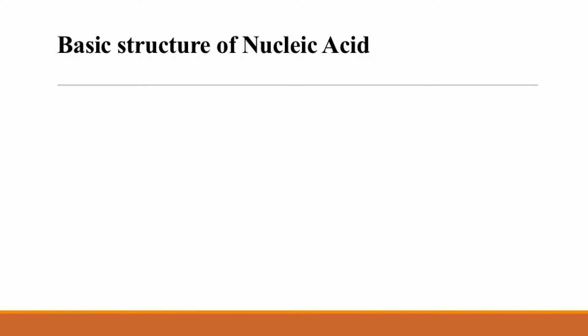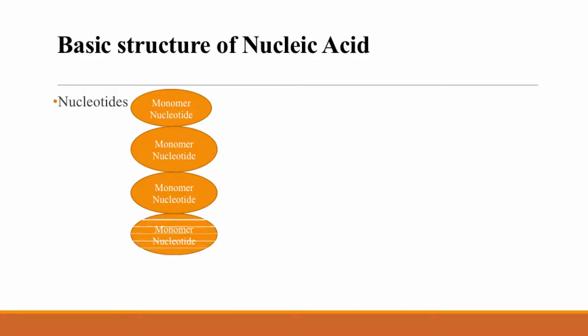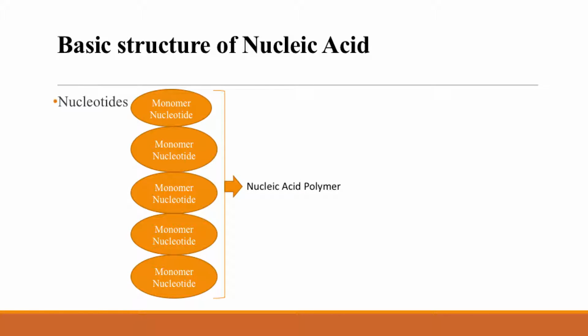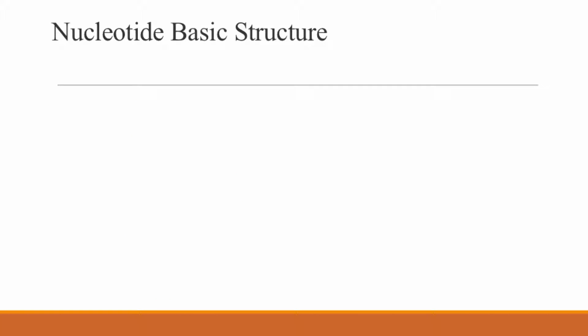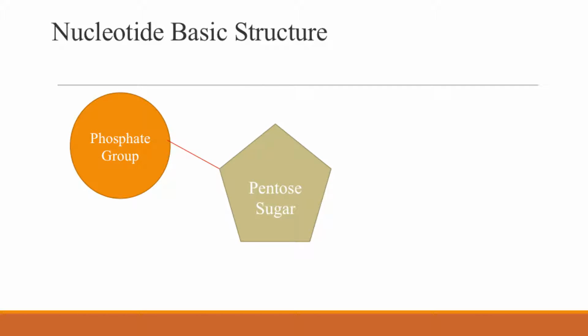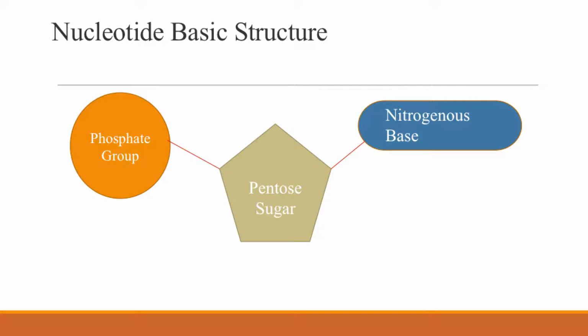If you look at the basic structure of nucleic acid, it is made up of smaller monomer units called nucleotide. That is, monomer nucleotides are built up to form a bigger polymer, which is nucleic acid, or it is also known as polynucleotide. Now we look into the basic structure of one of the single monomer units, a nucleotide. Or what are the components in this nucleotide? It has 3 basic components. A phosphate group, which is attached to a pentose sugar. The pentose sugar is attached to a nitrogenous base. All these 3 units together make the nucleotide.